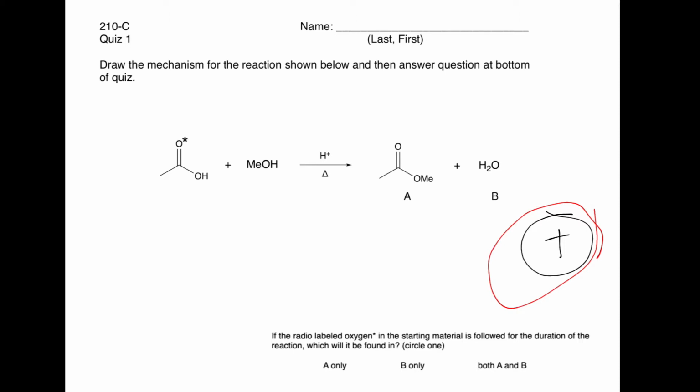The question as to the radio label, and where does the radio label show up in the products? Is it A? Is it B? Is it both? That's actually a question we'll not worry about right now. We'll get to that at the end when we actually figure out what the best mechanism is, and then we can go back and look at it. Let me follow the radio label through the mechanism to see if it's going to be an A, B, or both. So we'll worry about that question at the very, very end. Okay? All right.